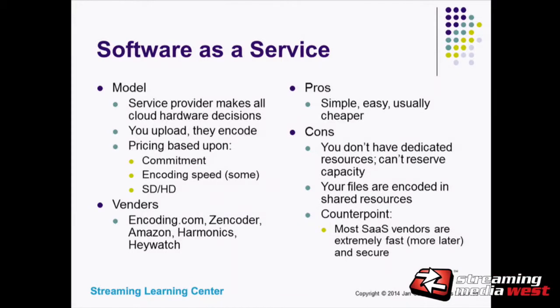And then software as a service is the traditional model. That's where the service provider buys all the cloud encoding hardware they need, and all you do is upload, they encode. And your pricing is going to be based upon your commitment level, encoding speed. Some people charge extra for faster encoding speed. Some people charge a lot less for slower encoding speed. And then also whether the files are SD or HD, and I'm sure we'll start to see 4K pricing sometime in the short term.